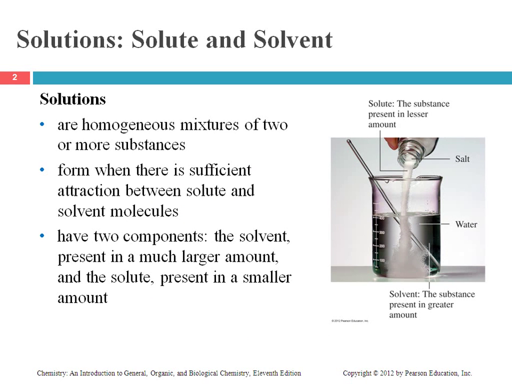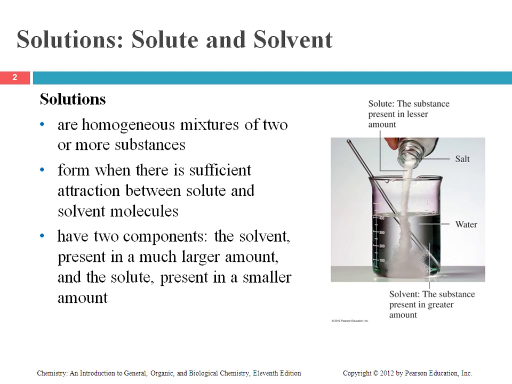A solution consists of a solute and a solvent, and can sometimes consist of more than one solute. But solutions are homogeneous mixtures, meaning that you can see through the mixture. There are no distinguishable parts, and it consists of two or more substances. And it forms when there is a sufficient attraction between the solute and the solvent, and we'll talk about that a little bit more on the next slide.